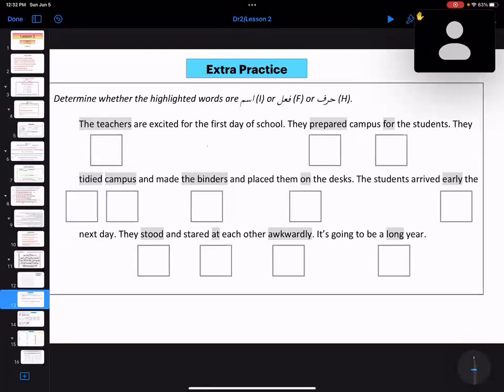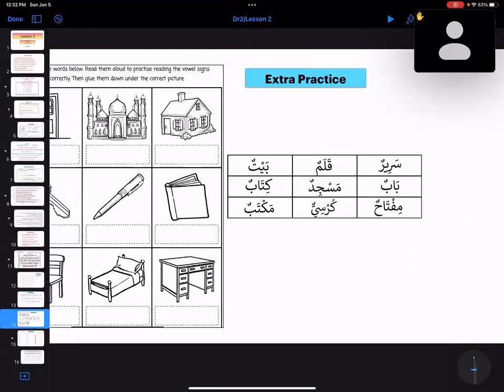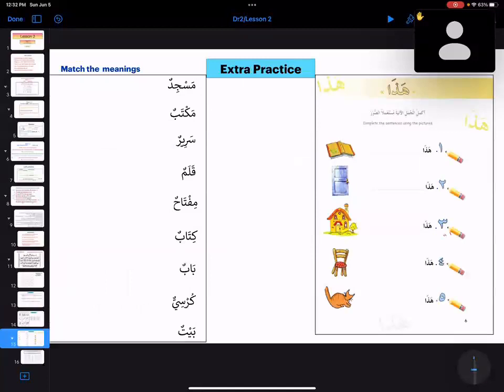Okay, so again, this is some extra practice. So you guys need to find some fail harf like we did in the class. And then this is some vocabulary words, extra practice. So sarirun means, anyone know? Bed. Qalamun means, baitun, babun, masjidun, kitabun, book, miftahun, key, kursiyun, chair, maktabun, desk. So you guys can match it, okay? And this is going to help you. So every week you guys need to move on in your vocabulary.